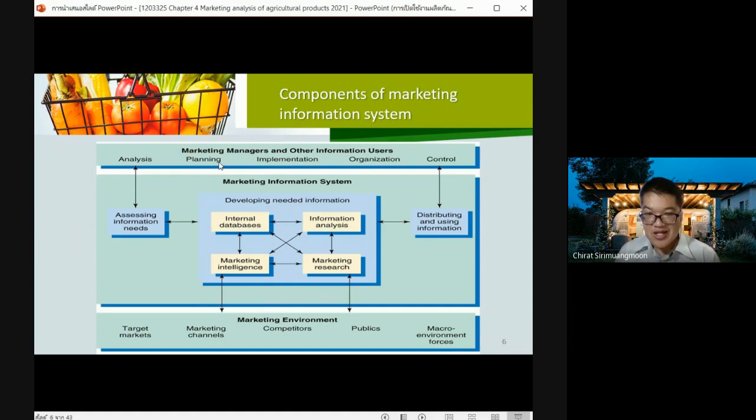For example, if you want to have a fruit company, you might need to think about who the target market is, what marketing channel I need to use, and who the competitors are. So in this case, you study the outside factors, the factors outside of your company, and then you collect information. Later on, you send the information to the marketing managers, then they analyze, plan, implement, organize, and control. So it's like a cycle.